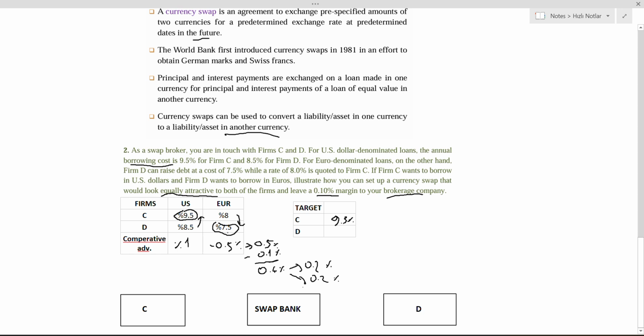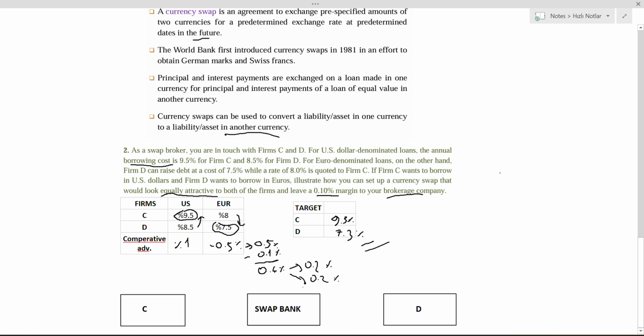So the logic is the same. From firm D, if firm D wants to take a loan at the euro rate, it will be 7.5, but we will offer 7.5 minus 0.2%, which is 7.3%. So these are our targets.